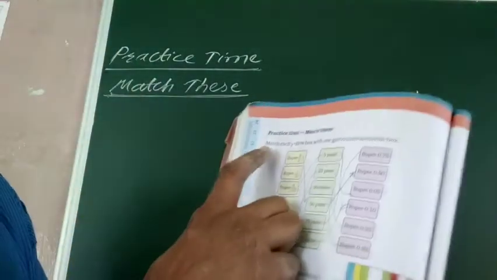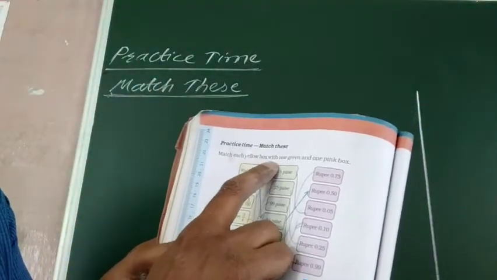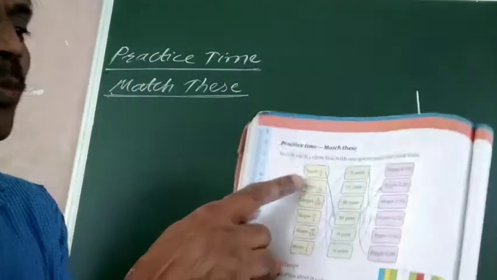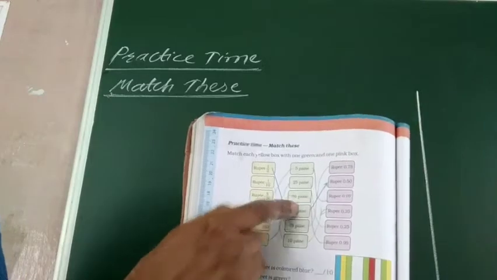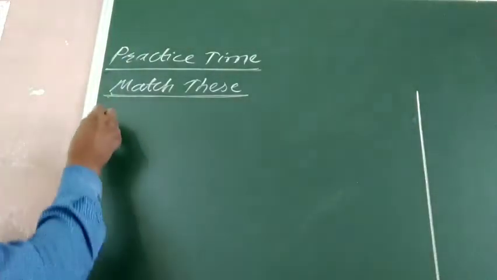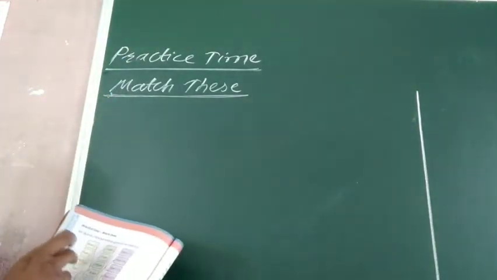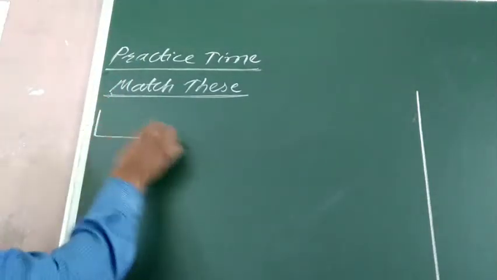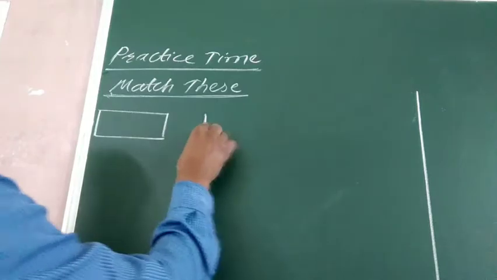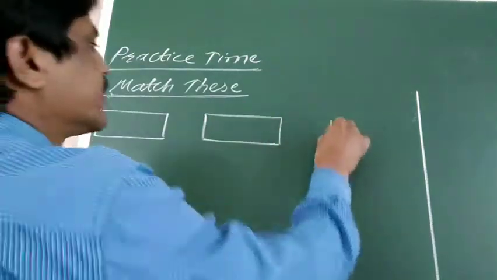So what is the instruction here? Match each yellow box with one green box and then again with one pink box. It means we have to match this yellow box with this green one, and then the green one with this pink one. First of all, I will make it like this. See, there are 6 boxes in each column.